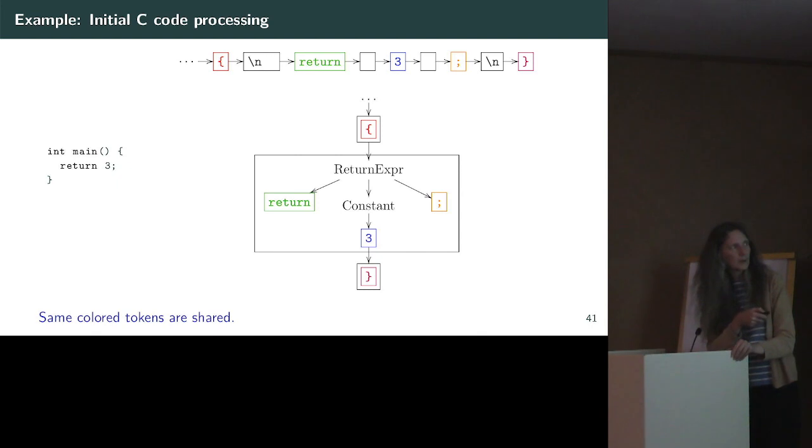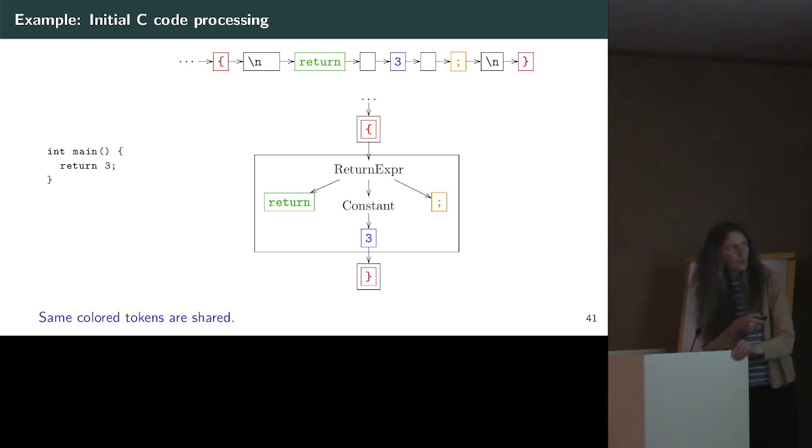We have a token here for the new line, and it has 2 spaces after it, because we have 2 spaces here for the indentation. Here we have our return. Here we have 1 space after it. Here we have 3. And this is an error. I should not have 1 space here because I didn't put 1 space here. So that was a mistake. We have a semicolon, we have another new line, and we have our brace. So this is our stream of tokens.